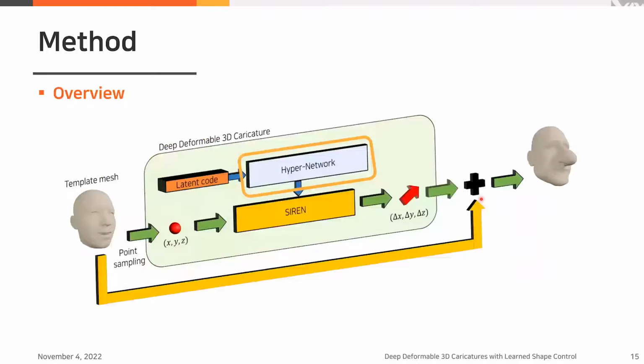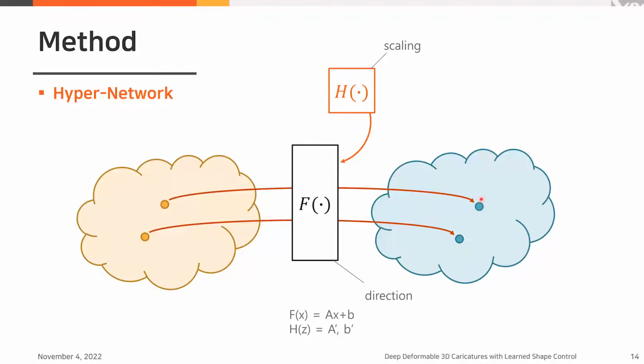Okay, so I have a question here. So yeah, the network is learned with the variation of A and B. Yes. Okay, that's the idea.